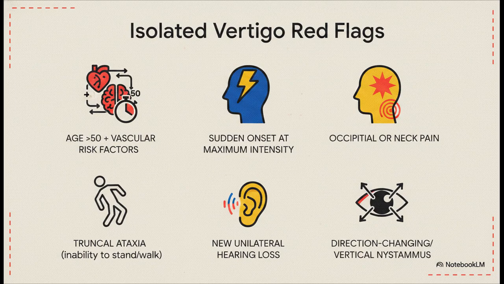You're looking for that story of vertigo that hits like a thunderclap. Boom, maximum intensity from the get-go. Any new pain in the back of the head or neck should make you think about a vertebral artery dissection. Severe truncal ataxia, where they literally can't even sit up or stand without support, that screams cerebellum. And of course, brand new hearing loss in one ear. That points straight to a possible stroke in the AICA territory.